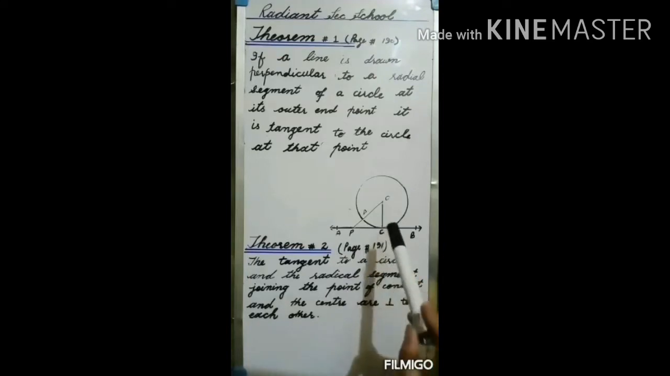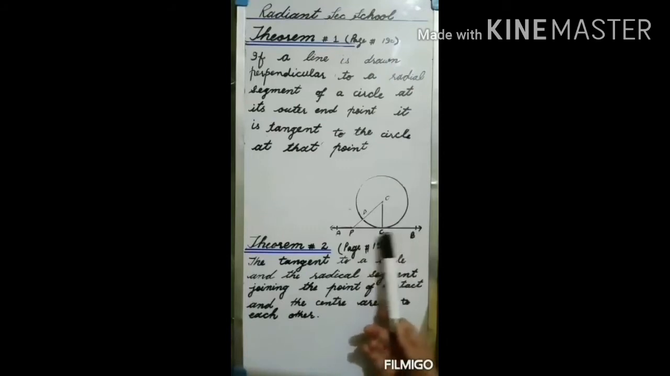Point of tangency is that point through which the tangent line is passing. That point will be called the point of tangency, and the radius and the tangent are perpendicular to each other. So this will be perpendicular to each other.